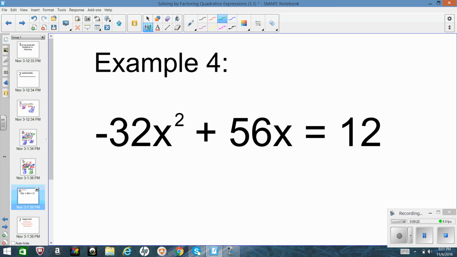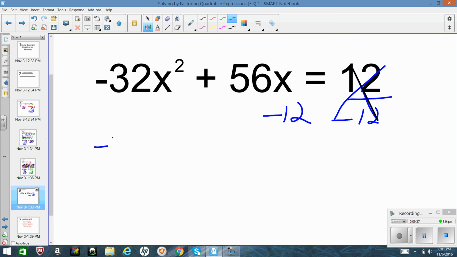Last example, example number 4: negative 32x squared plus 56x equals 12. So again, it's not set equal to 0, so I have to subtract 12 from both sides to set it equal to 0 so we can factor. So negative 32x squared plus 56x minus 12 would equal 0. Again, you want it written in standard notation with your exponents decreasing from left to right.